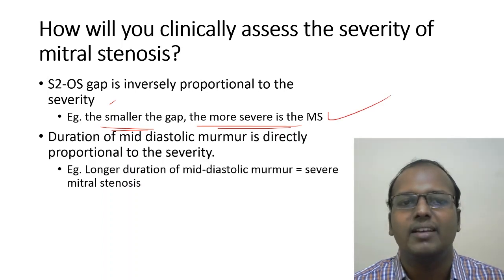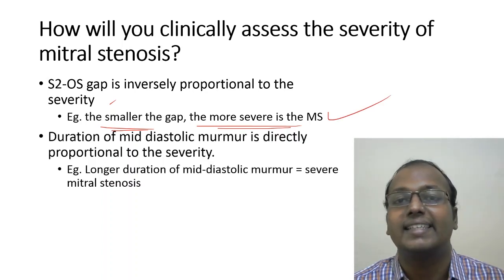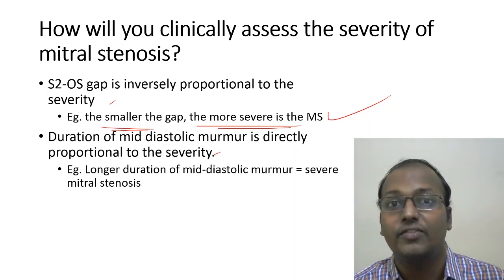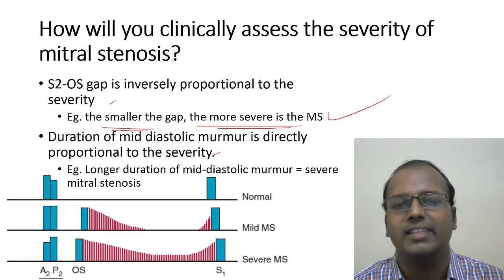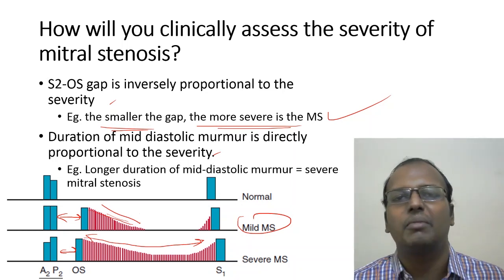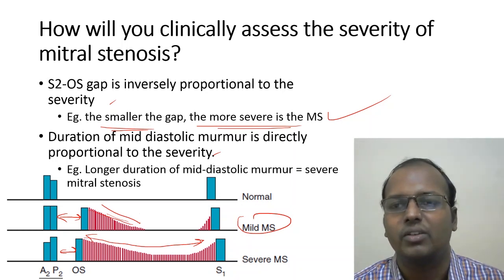The second most important point: the duration of the mid-diastolic murmur is directly proportional to the severity. So the longer the duration of the mid-diastolic murmur, the more severe the mitral stenosis. This diagram will tell you. This is mild mitral stenosis. The murmur is of less duration, and the gap here is more. Whereas here, in severe mitral stenosis, the gap is less and the murmur is of long duration. A long drawn murmur. So a longer duration of murmur tells that it is a severe mitral stenosis.